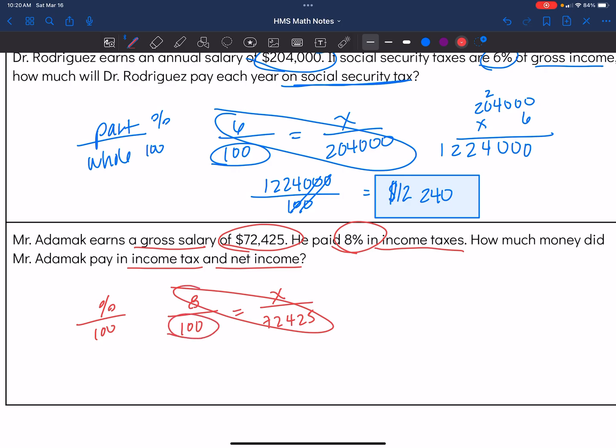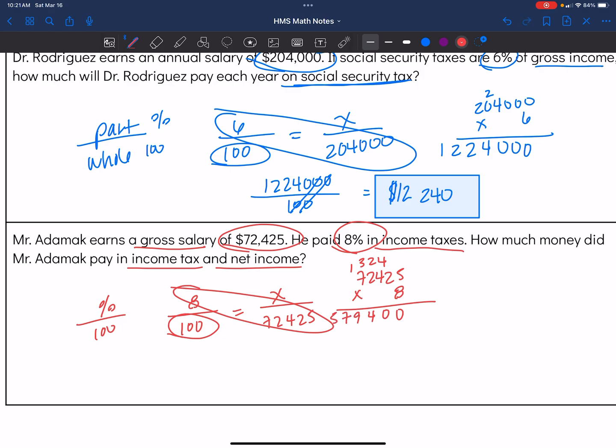When we divide by 100, we're just moving the decimal to the left 2 times. Okay, 5 times 8 is 40. 2 times 8 is 16, plus 4 is 20. 4 times 8 is 32, plus 2 is 34. 2 times 8 is 16, plus 3 is 19. 7 times 8 is 56, plus 1 is 57, not 8. That was wrong. 56 plus 1 is 57.